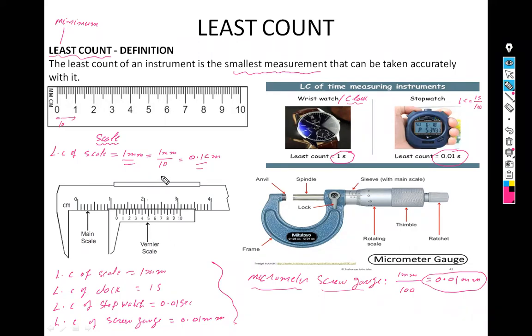Look at this one. This is called vernier caliper. Vernier caliper is not in the syllabus of O-level. Then we will discuss only this instrument, this instrument, this instrument, and this instrument.